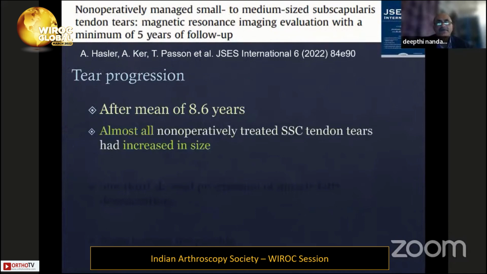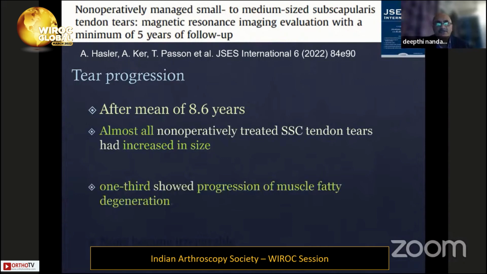If you look at non-operative treatment of subscapularis tear, which is the only internal rotator of the shoulder, they have noticed that almost 1/3 of them showed progression of fatty change, and almost all of them increased in size. So repair them sooner than later.